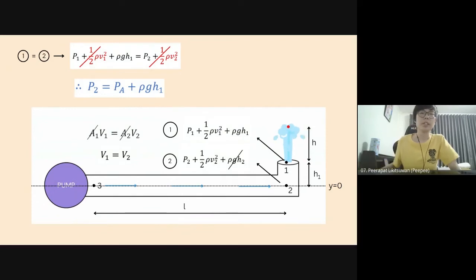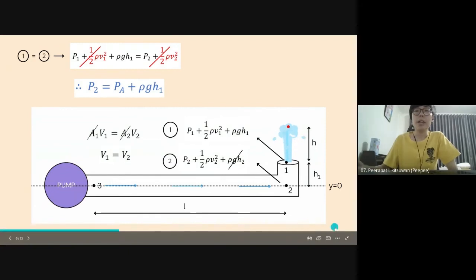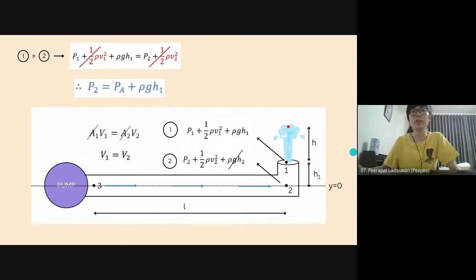So this is our illustration of the blood circulation simulation. We have three points right here, point 1, point 2, and point 3. The pressure at point 1 is represented by equation 1 right here: P1 plus 1/2 rho V1 squared plus rho G H1.